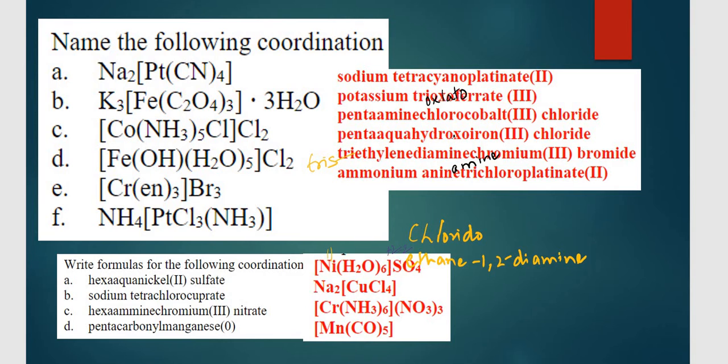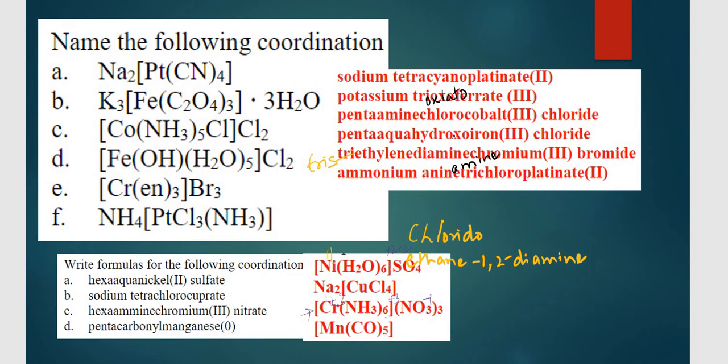Now this is also easy. Sodium tetrachlorocuprate. Clear? Since the copper is +2 here. Now if you see this one, hexaammine chromium. Here the oxidation number of chromium is +3. So it means the charge on this also is +3. Now if the charge is +3, then NO2 is -1.